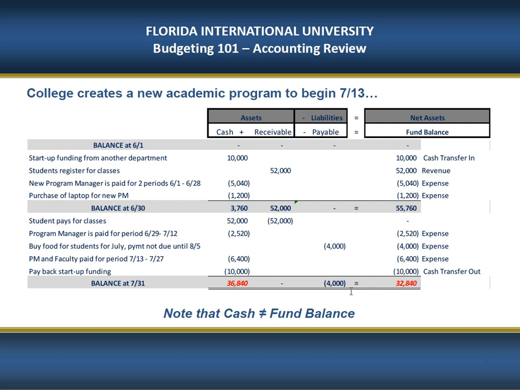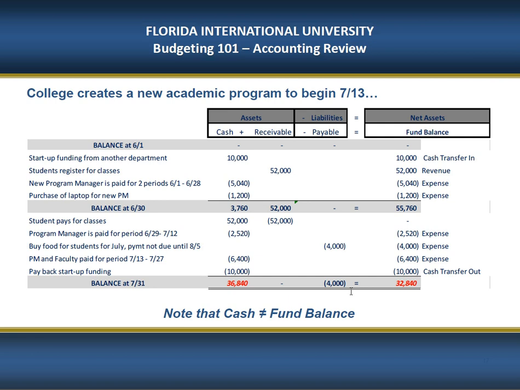We are now in July. Students pay for their classes. At that point, my receivable has been reduced and my cash has been increased. Note that this has no effect on the fund balance. All you're doing is reclassifying one asset account to another asset account.